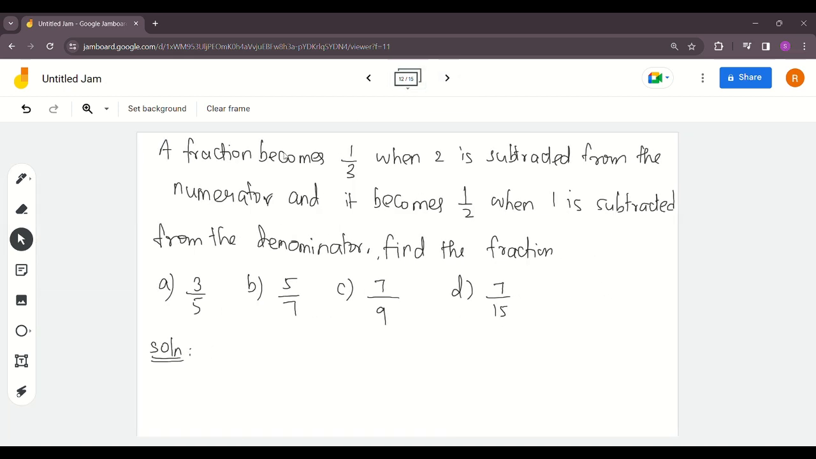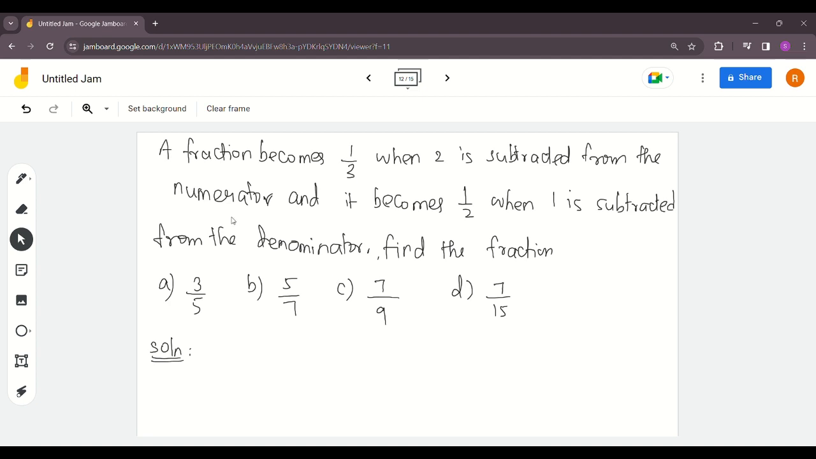A fraction becomes 1 by 3 when 2 is subtracted from the numerator, and it becomes half when 1 is subtracted from the denominator. See, if the same question is being asked, let us look at the time now. At the time of recording this video, the time is now 7:26 in the night. So now let us look at this question, the solution.